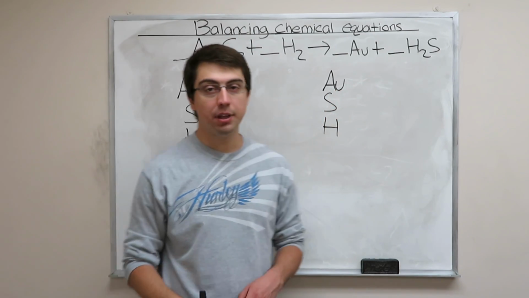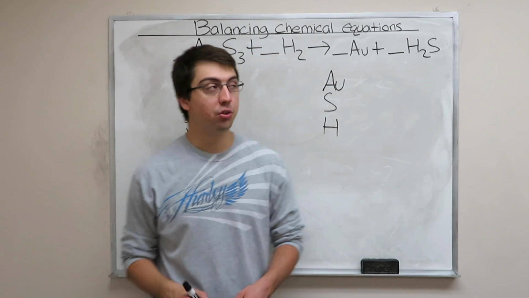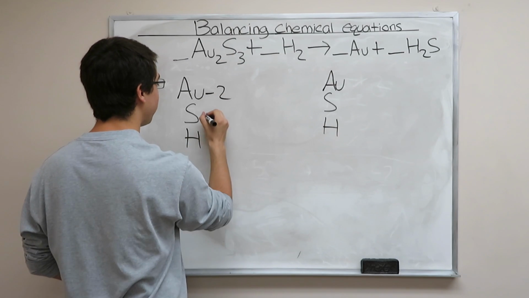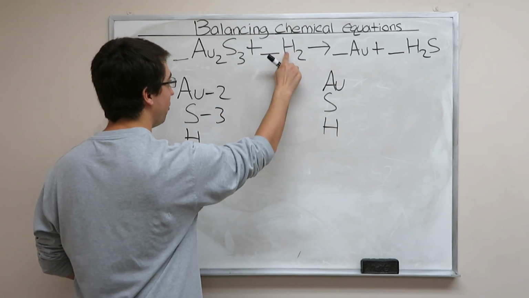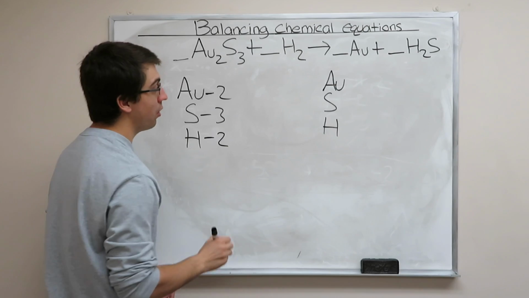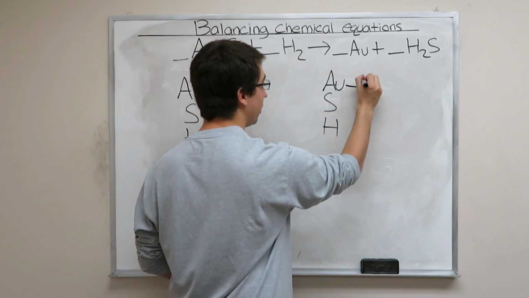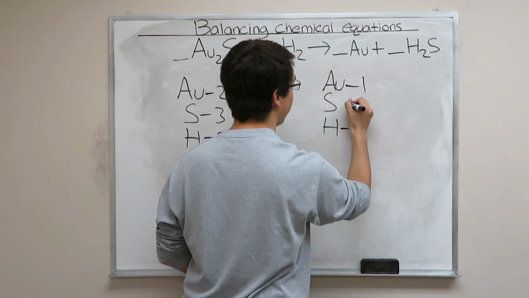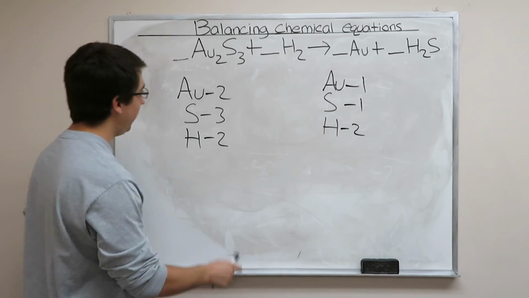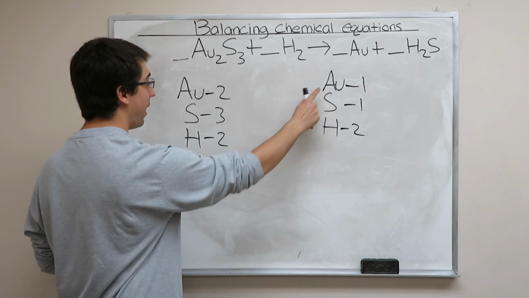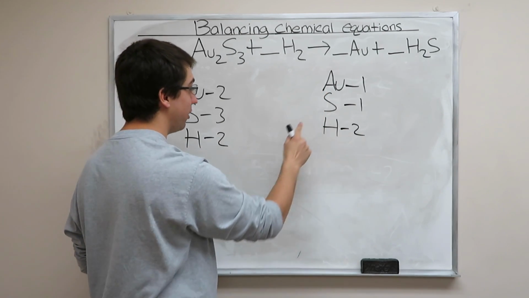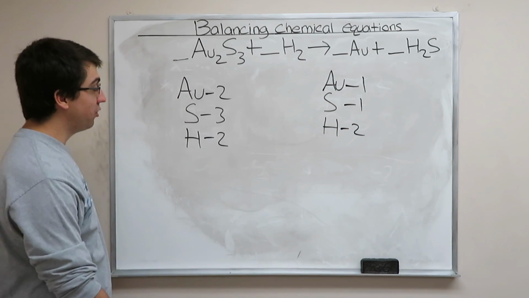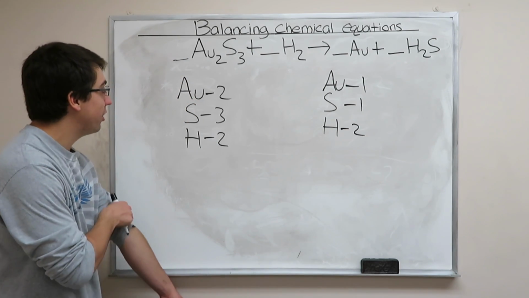Next, I'm going to write down how many of each of the element symbols we have. So we have 2 golds, 3 sulfurs, and we have 2 hydrogens. For the product side, we have 1 gold, 2 hydrogens, and 1 sulfur. And if we compare them, the golds are not balanced, the sulfurs are not balanced, but the hydrogens are balanced. And for this one, the first one I would balance out is the gold.